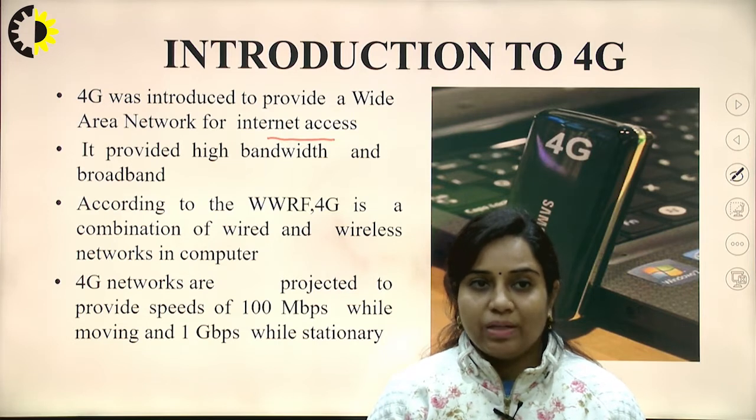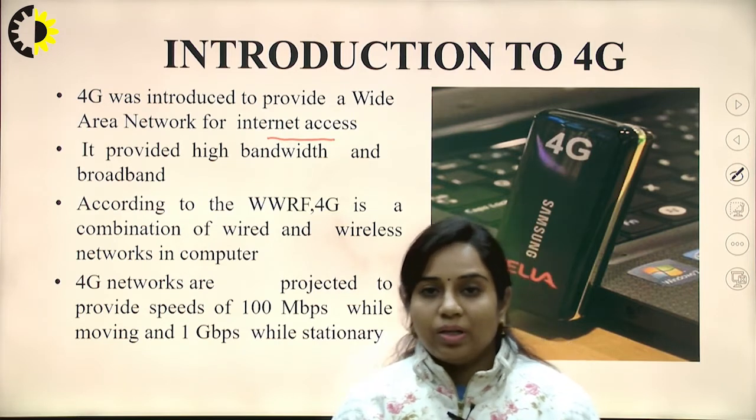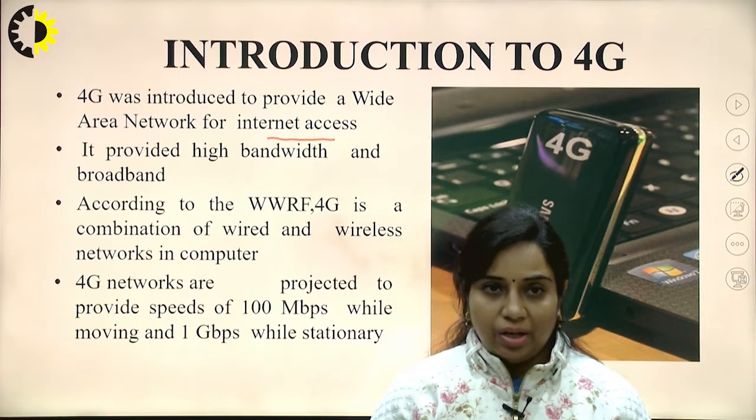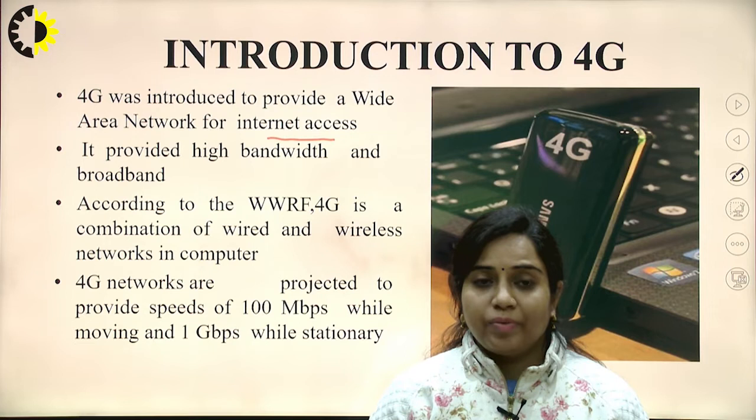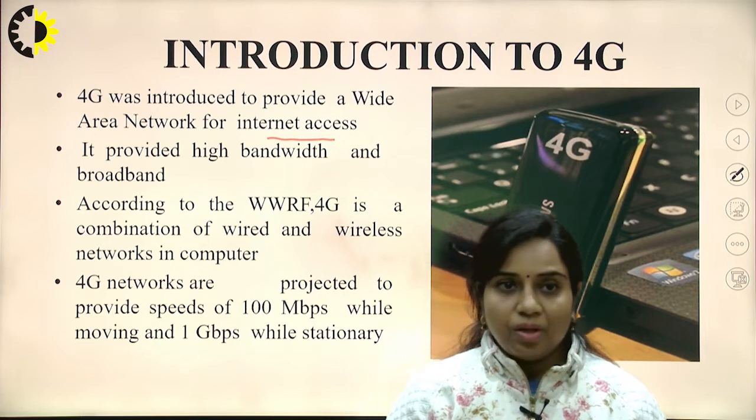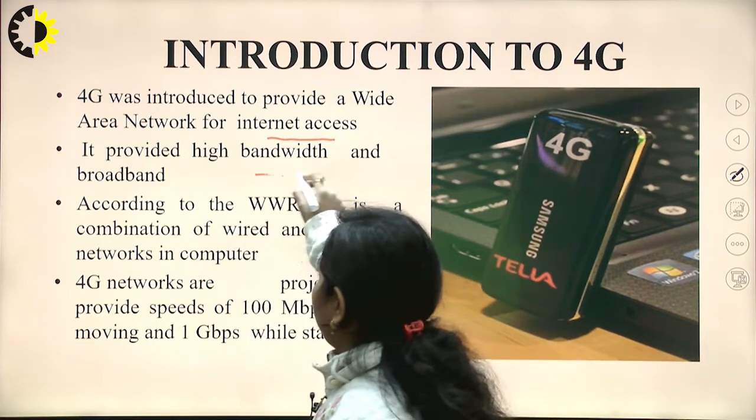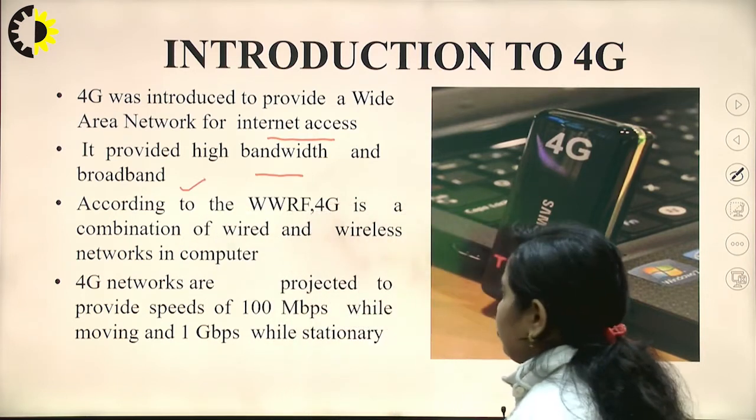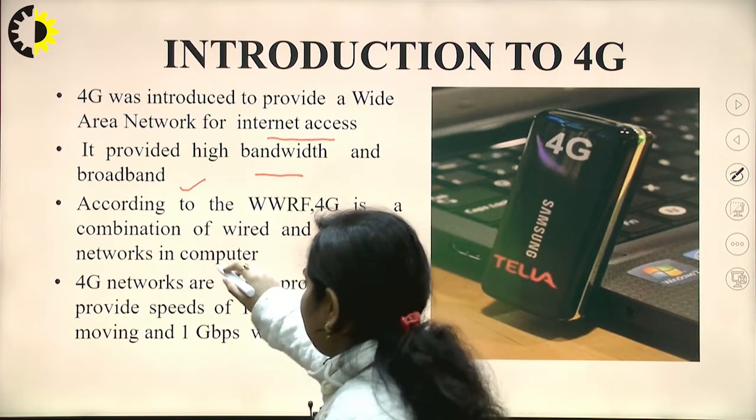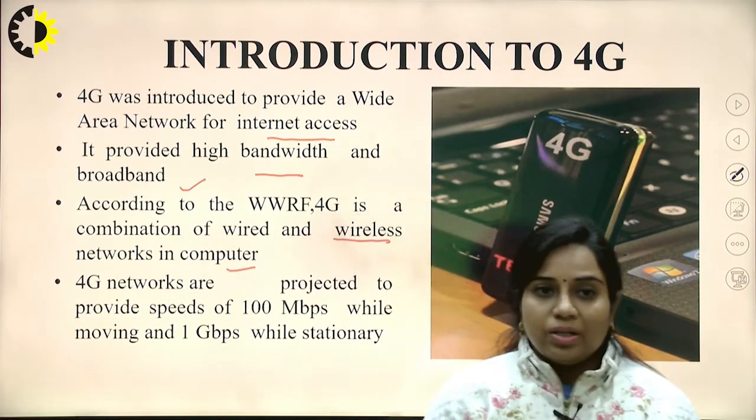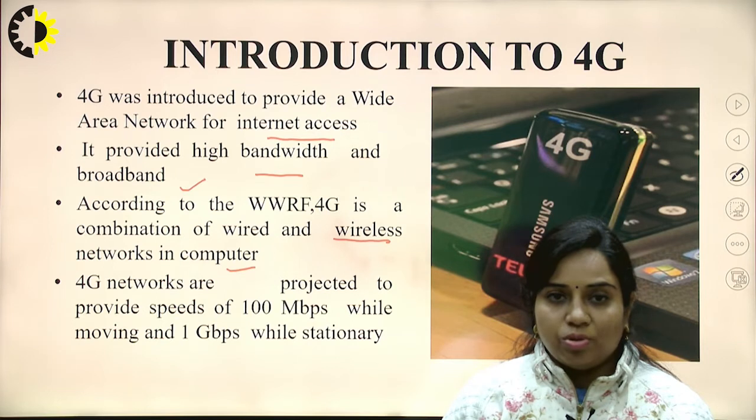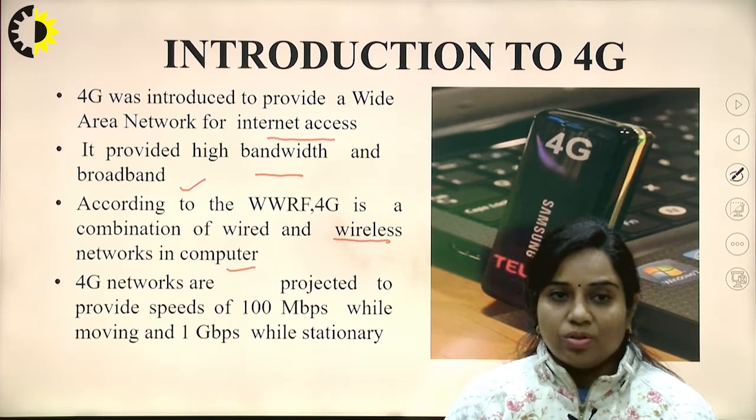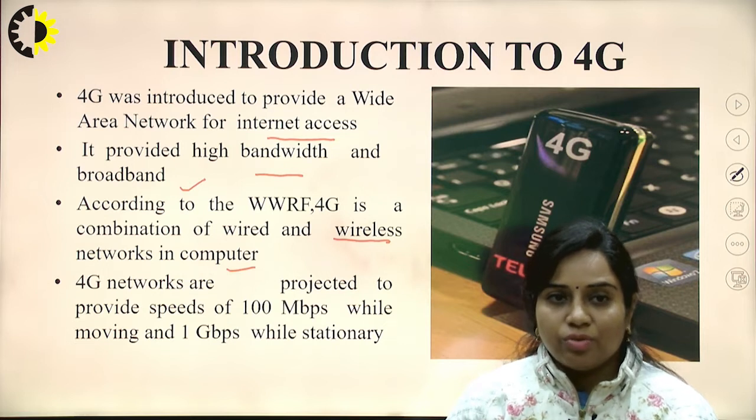It is used to provide a wide area network, meaning it will cover a wide area. A large number of users can use this technology, and it is used to provide internet access. So it provides high bandwidth and broadband services. According to WWRF, 4G is a combination of wired and wireless networks. In networking, there are two types of channel possible: either a wired channel or a wireless channel. In this 4G technology, both channels are used.